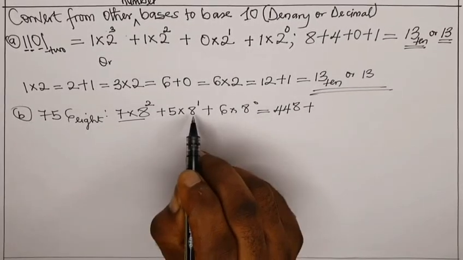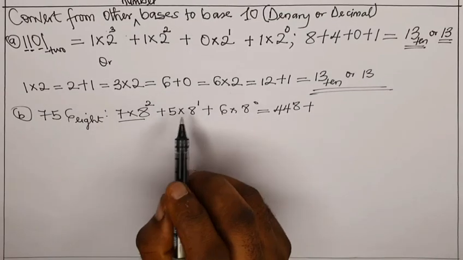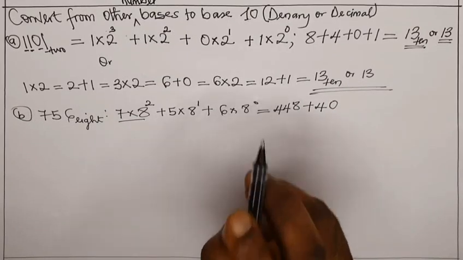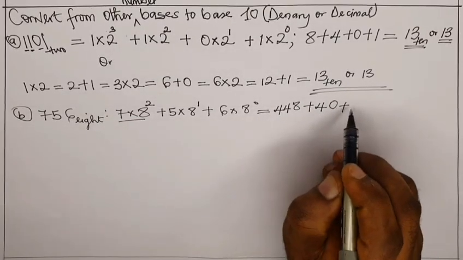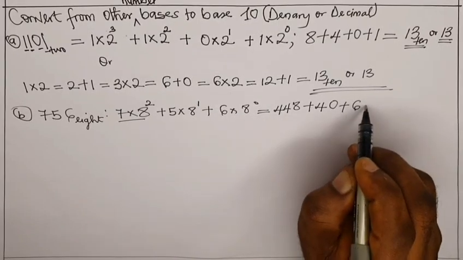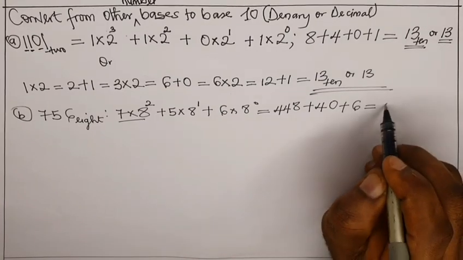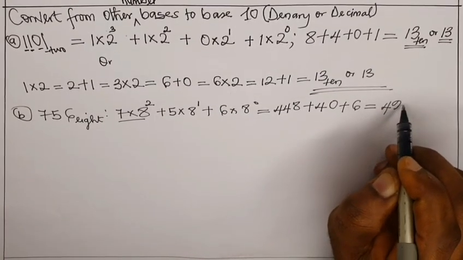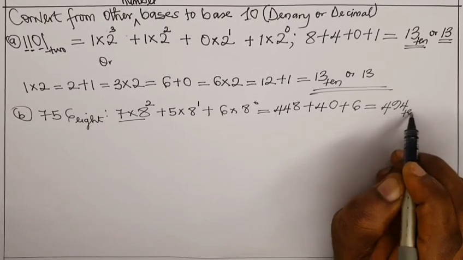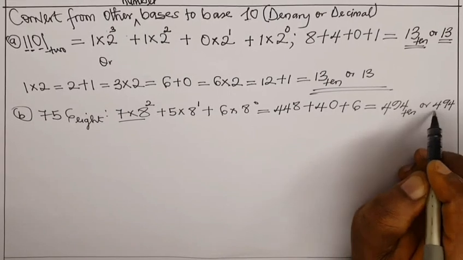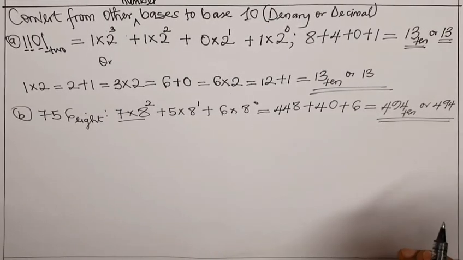Add, this is 8 to the power 1, which is 8. So 8 times 5 gives you 40. And the next one, 8 to the power 0 is 1. 1 times 6 is 6. All you need to do at this stage is add up all your numbers. So if I add 448 to 40, and I also add 6 to it, that leaves me with the answer 494. You can write base 10 this way, or you simply write it as 494. Whichever way it is expressed is correct.